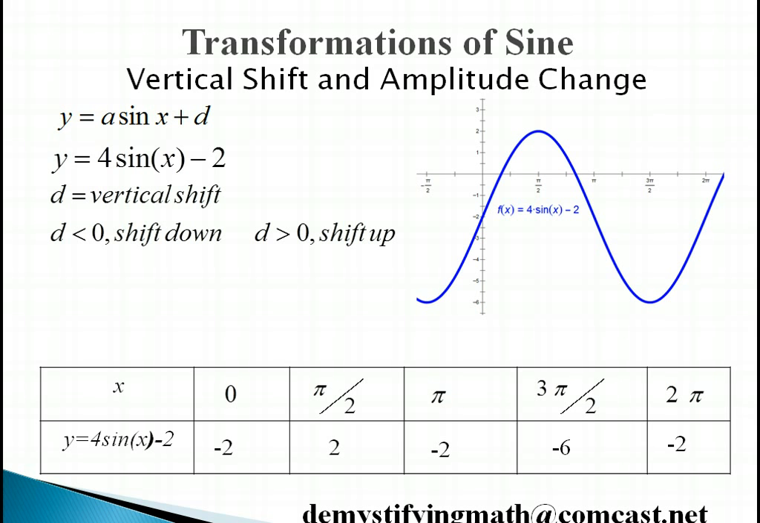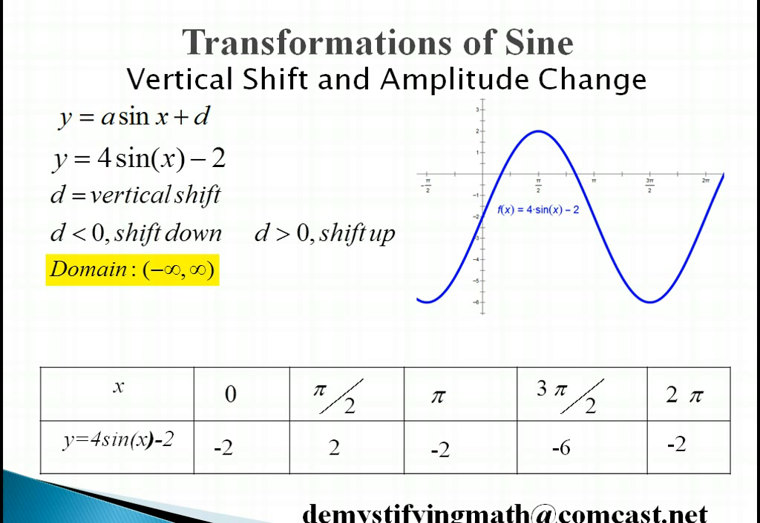Now notice that we have the highest point at positive 2 and the lowest point at negative 6. So the distance between positive 2 and negative 6 is 8. So our amplitude is still going to be 4. Notice that the coefficient of the sine of x is 4. So it's still representing the amplitude of the graph. The 2, we subtracted 2 from the function, so that caused us to shift down. If we had added to the function, it would have shifted the whole graph up.